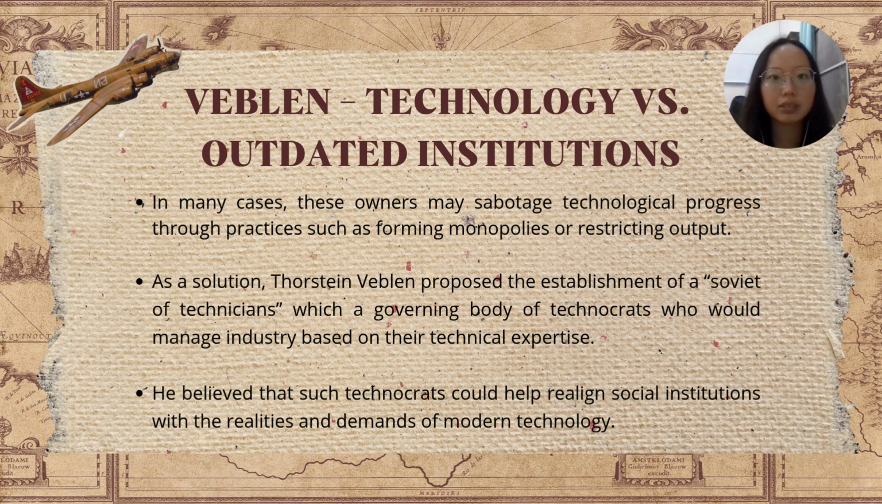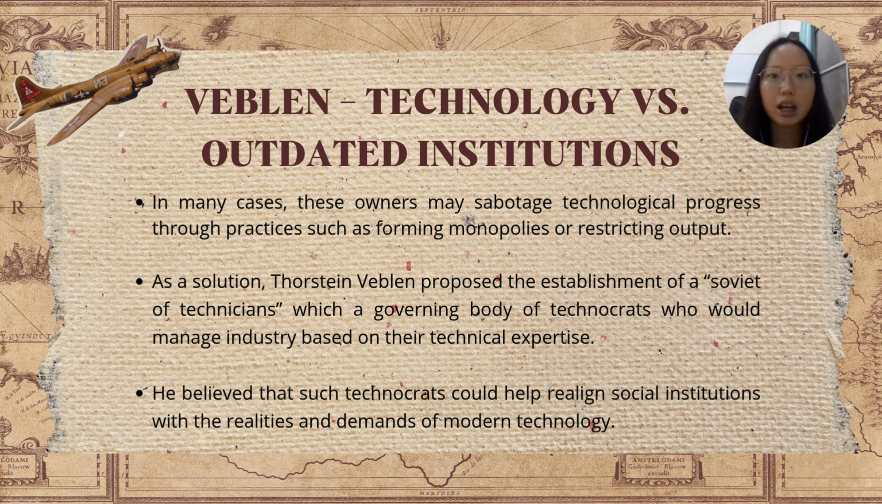Veblen described how absentee owners, those who control enterprise but are not involved in its actual operation, disrupt the natural functioning of the industrial system. He believed that this tension between business and industry was deeply harmful to society.